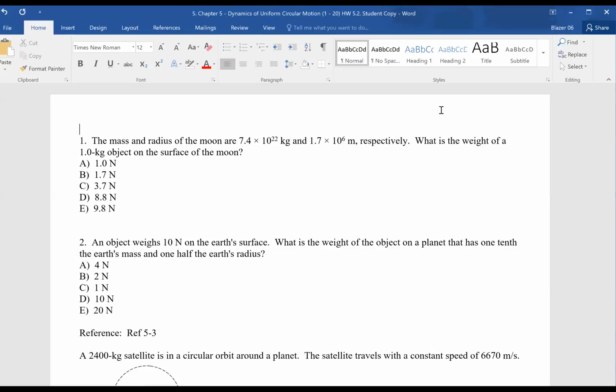So what we're going to do now is work out a few problems together. I want to do these very, very slowly so that you can grasp what is being asked in the question, so that on our next exam, which will be chapters 5 and 6, you will do well. So you see problem number 1.